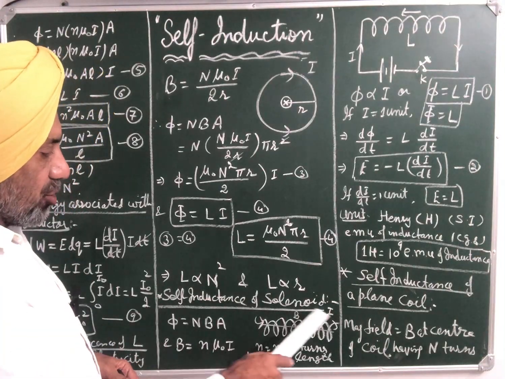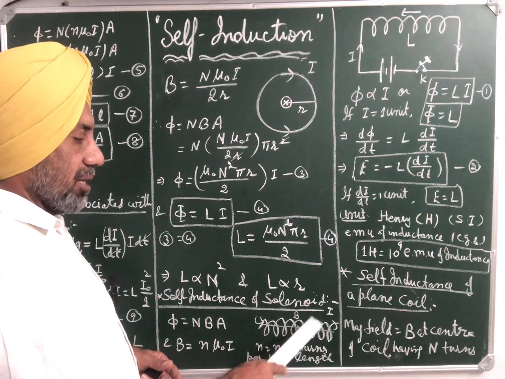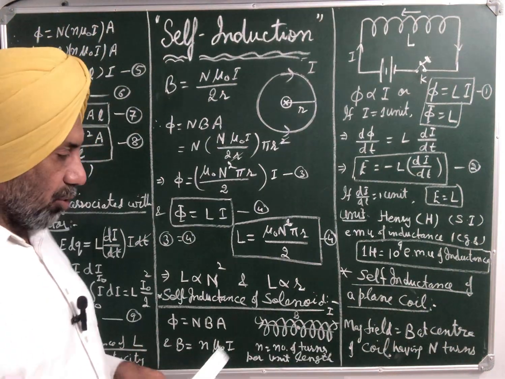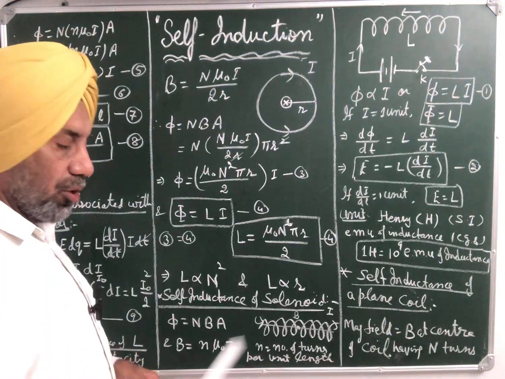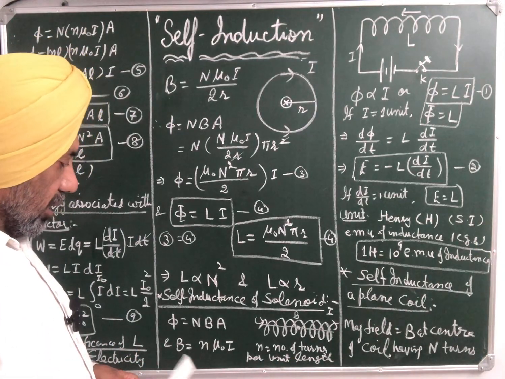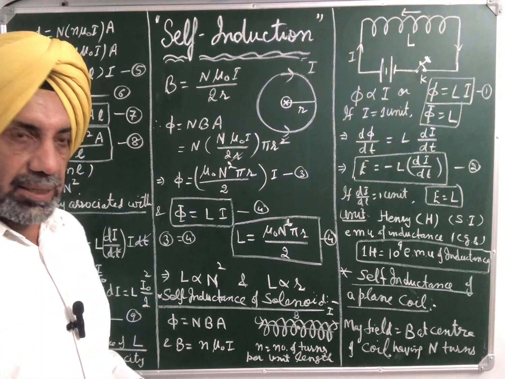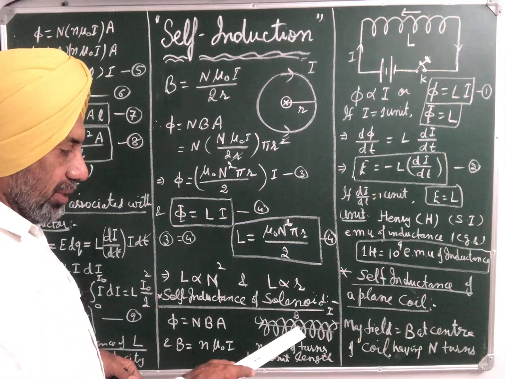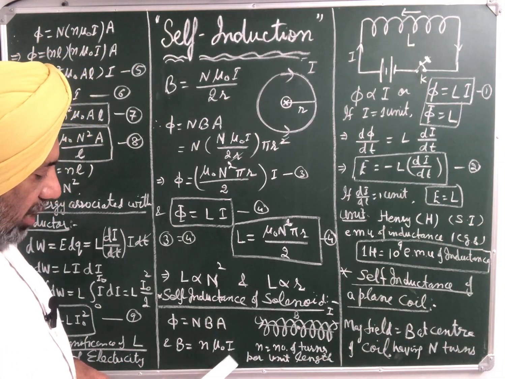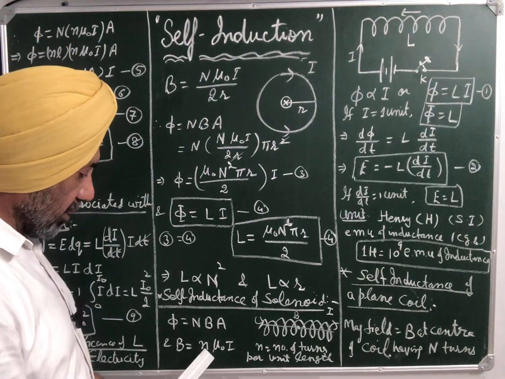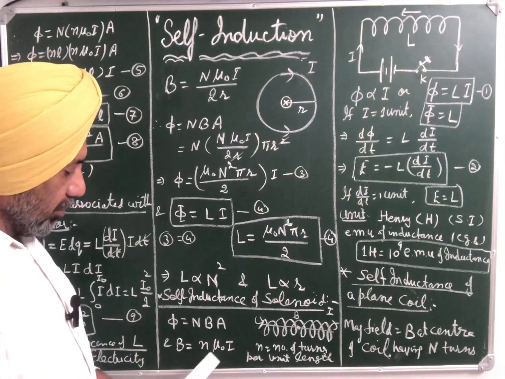Then self-inductance of a solenoid. So solenoid, again a coil having large number of turns, wound on rectangular frame, maybe air core or soft iron core. Suppose small n is equal to number of turns per unit length of the solenoid. Then magnetic field well within the solenoid at its axis is given by B is equal to n mu naught I, n the number of turns per unit length. This is the magnetic field inside the solenoid, n mu naught I.